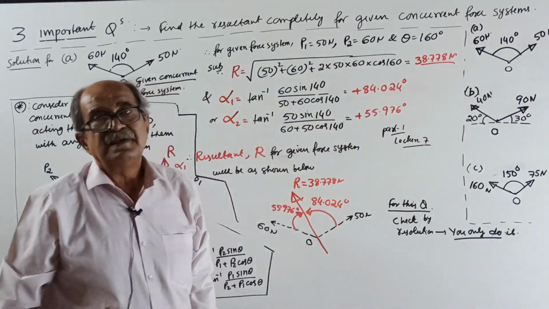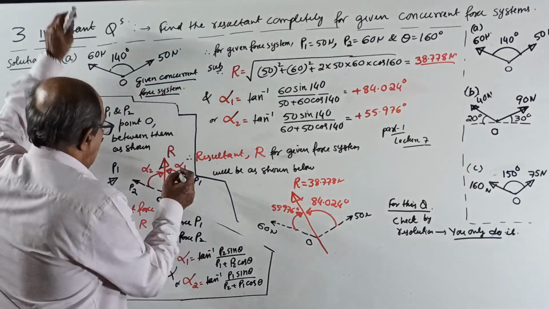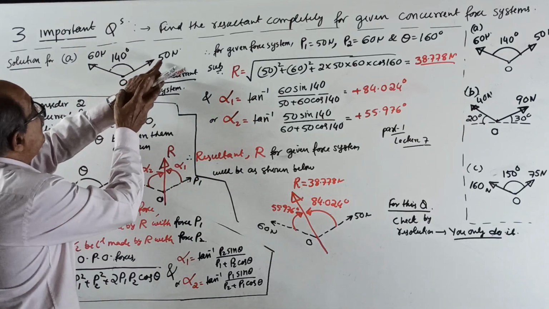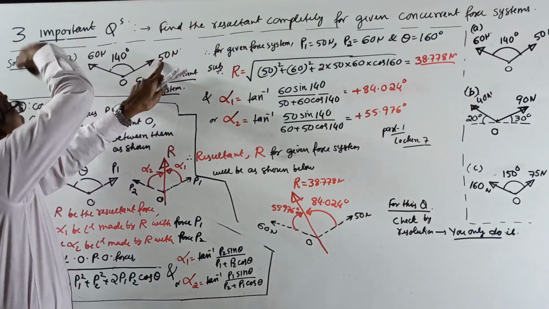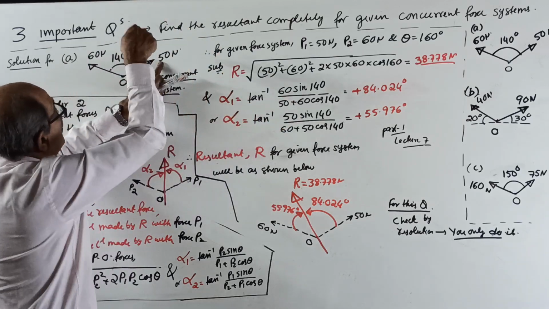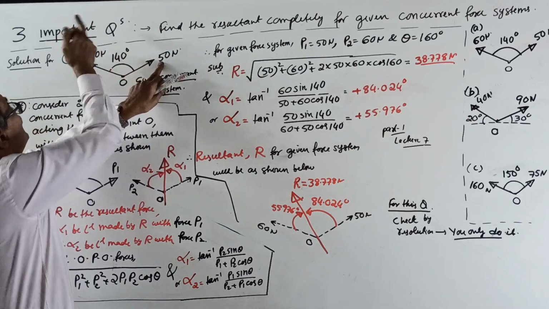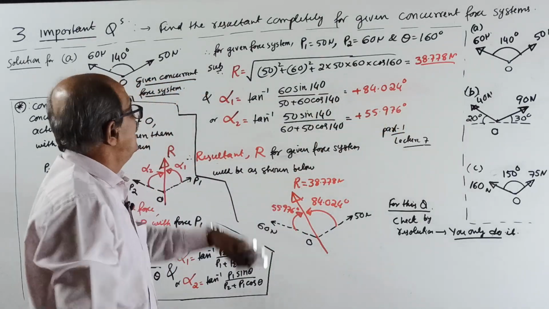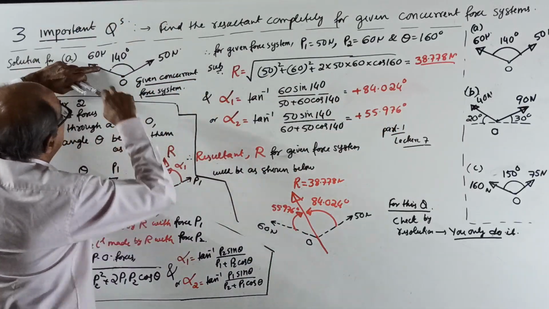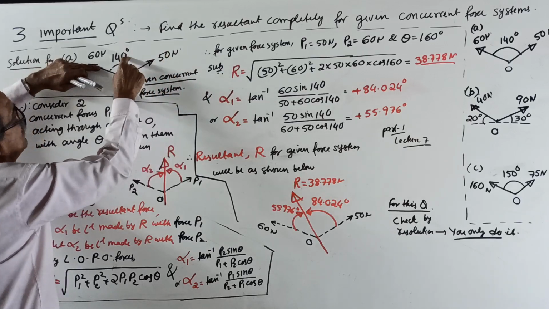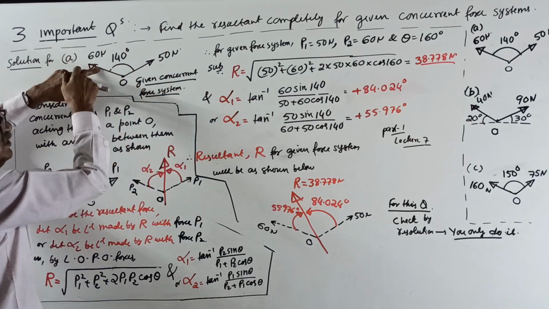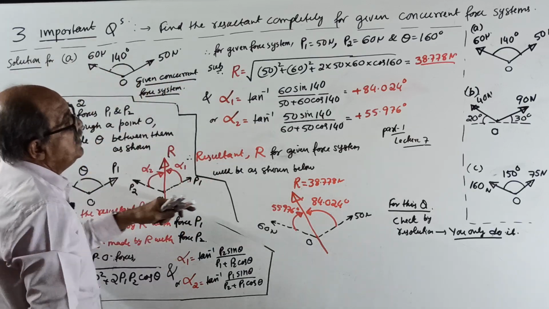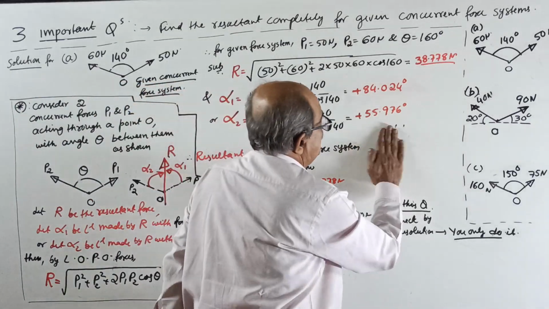Okay, 38.778 Newton. Now, angle alpha 1, tan inverse of, you want angle with which one? With the force 50. So, other force 60 into sin 140 divided by that force 50 plus once again other force 60 into cos 140. It comes 84.024. Alpha 2, tan inverse of, other force 50 into sin 140 divided by this force, very thoroughly explained earlier, 60 plus other force 50 into cos 140. 55.976 degrees will come.